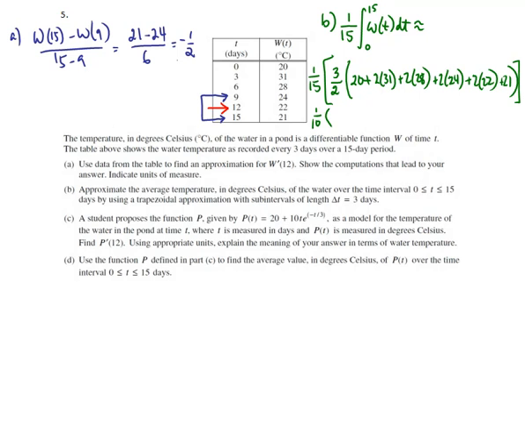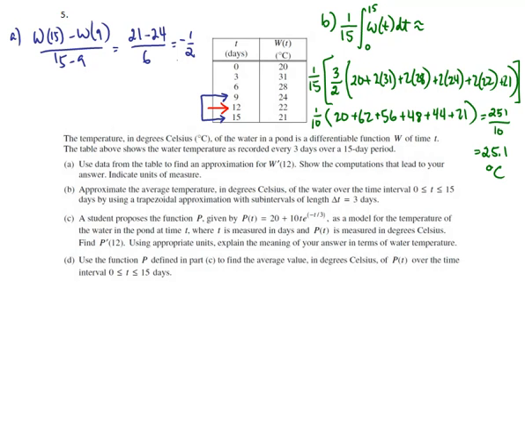So I can simplify my fractions. I'll get 1/10 times 20 plus 62 plus 56 plus 48 plus 44 plus 21, and that'll be 251 over 10, and that is degrees Celsius.